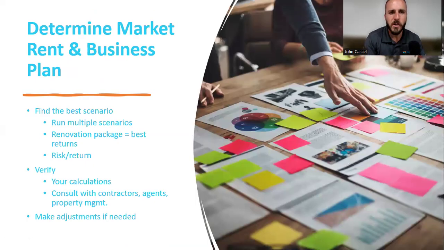So determining your market rent and business plan, you compile those numbers, found the rents, but you also have to find the best scenario, the best business plan that works for you and gives you the best return. So you want to run multiple scenarios, like I said, maybe doing low to medium renovations, doing high renovations. What's that rent look like? What renovation package gives you the best bang for your buck, and also what has the lowest risk, or highest risk return, for doing those renovations? So, what has a lot of demand for that type of unit, and isn't going to break the bank in doing that.